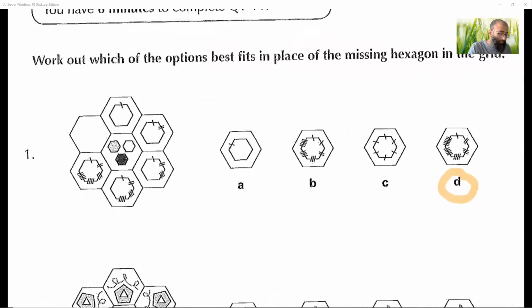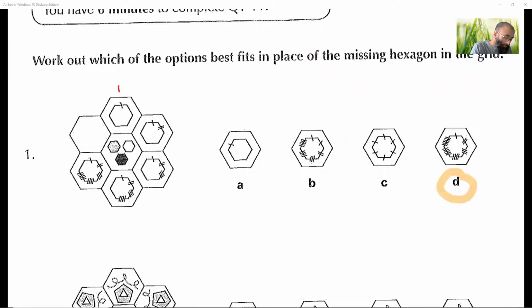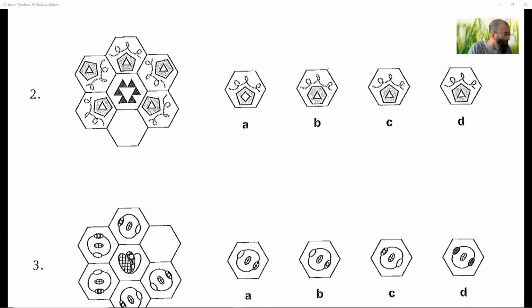Because in the hexagon, first there's one stripe, then there are two stripes, then three stripes, then four stripes, then five stripes, then there should be six stripes altogether. So there's going to be 1, 2, 3, 4, 5, 6 in the hexagon. Lovely explanation. Question number 2, go.